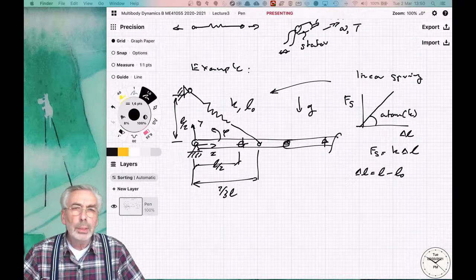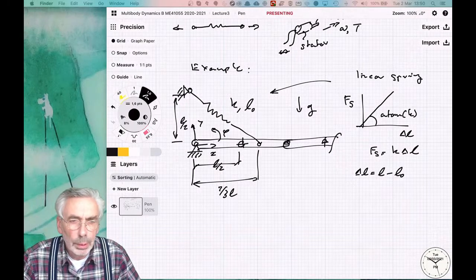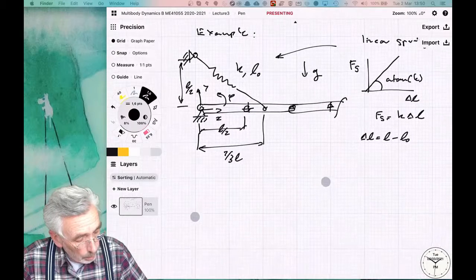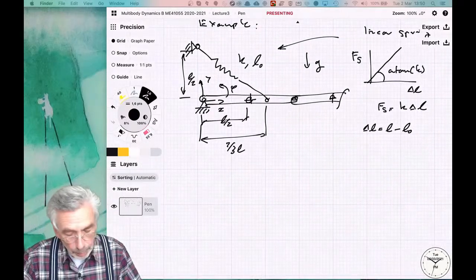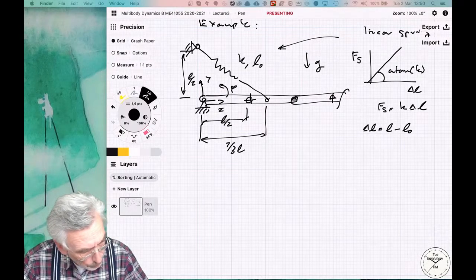Now, the thing is, how do we incorporate such a passive element into our multibody system? The key word is, of course, by means of virtual power. So let's look at the virtual power expression.